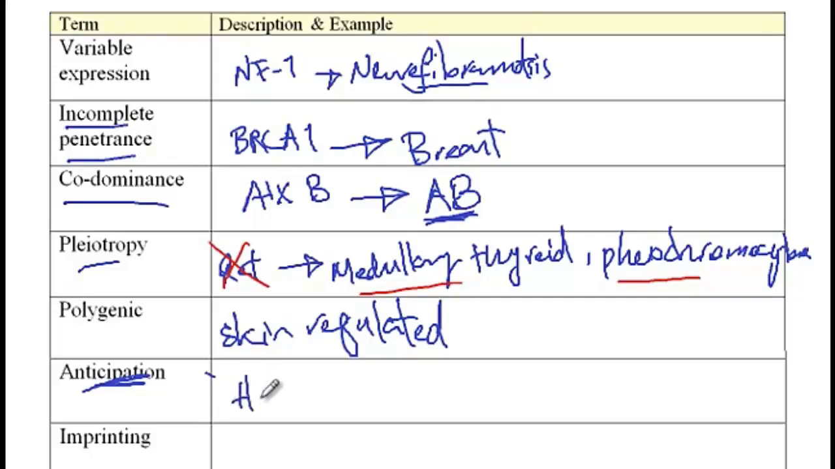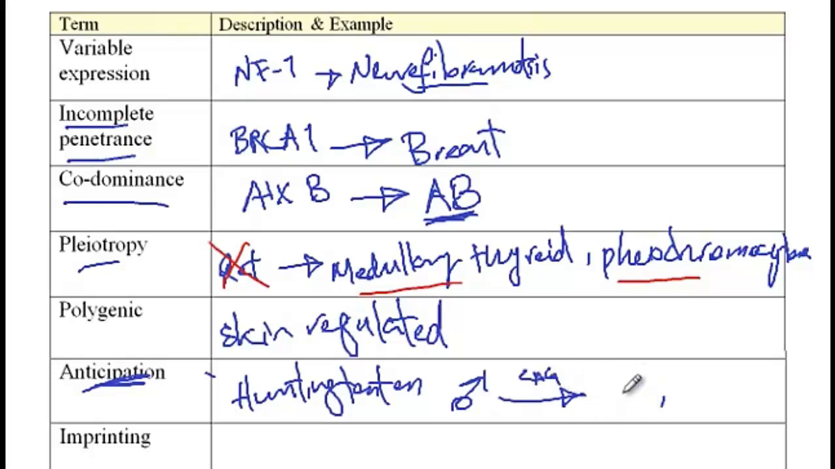The next condition is anticipation, where in successive generations, patients will develop a more severe and early onset of disease. A good example is Huntington's disease. And males who have Huntington's disease, their progenies will develop expansion of the CAG repeats. And thus any progeny that have Huntington's disease will have earlier onset of the disease. And this phenomenon is referred to as anticipation.